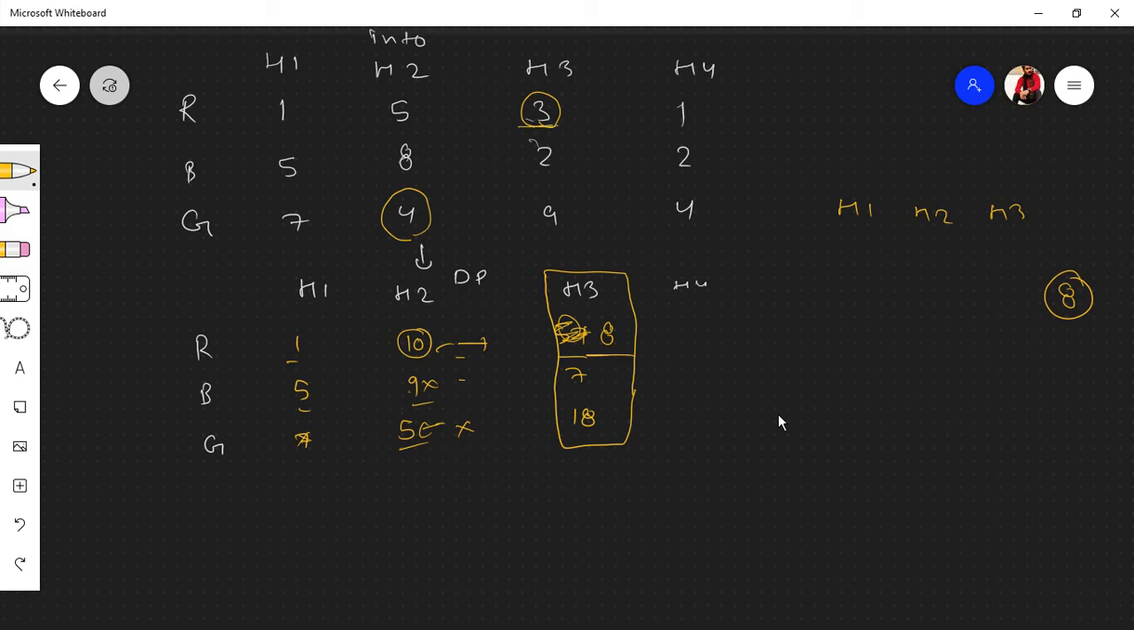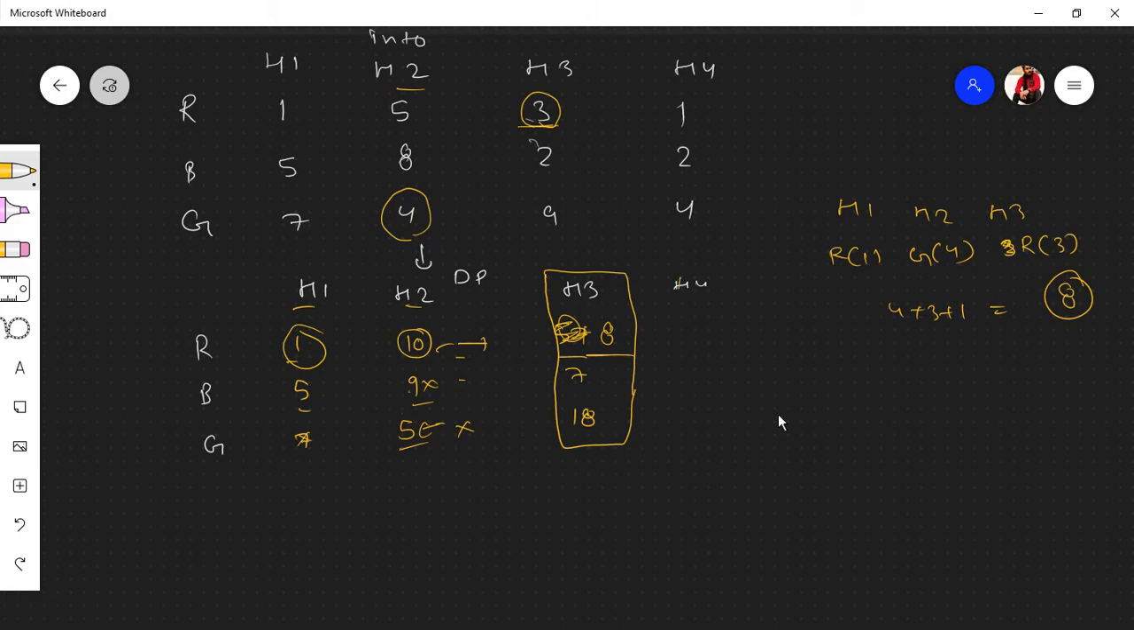You painted this house red in 3 rupees. Then for house 2, you painted this house green in 4 rupees. For house 1, you painted this house red in 1 rupee. You can paint two houses with the same color by giving some gap. So the total will be 4 plus 3 plus 1, which is 8. So 8 is the minimum amount.